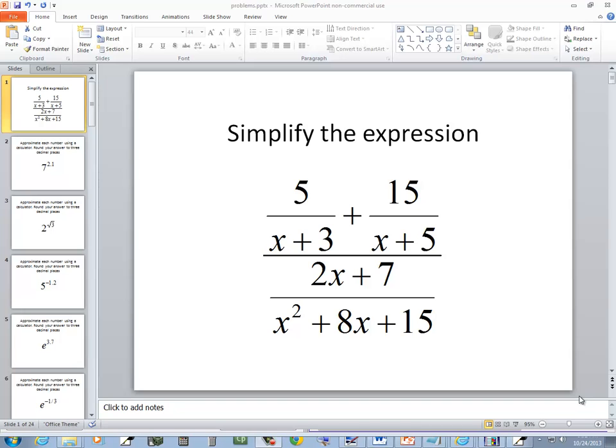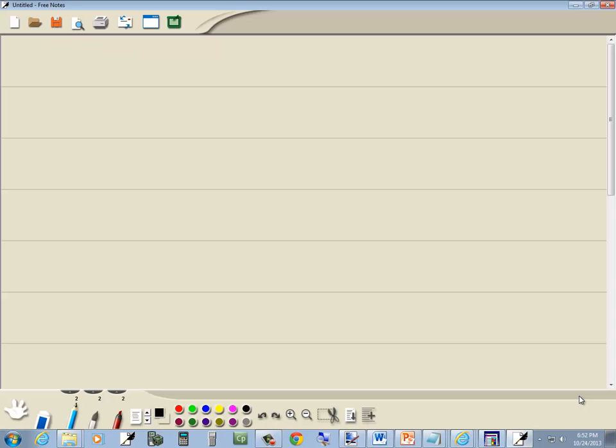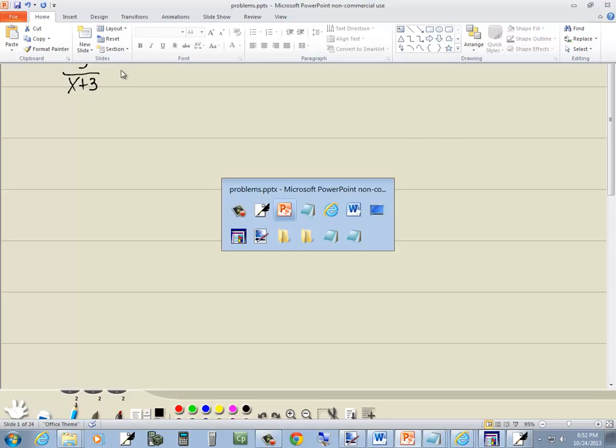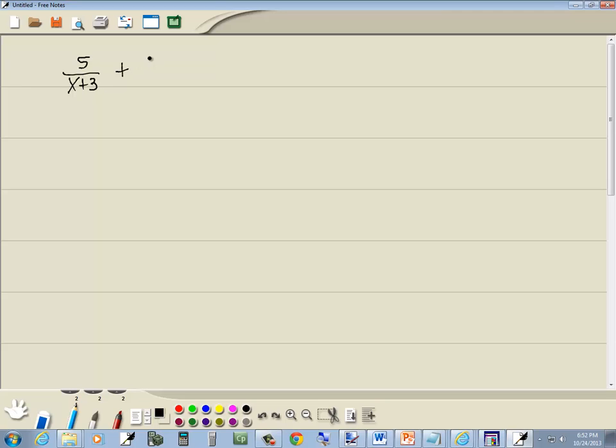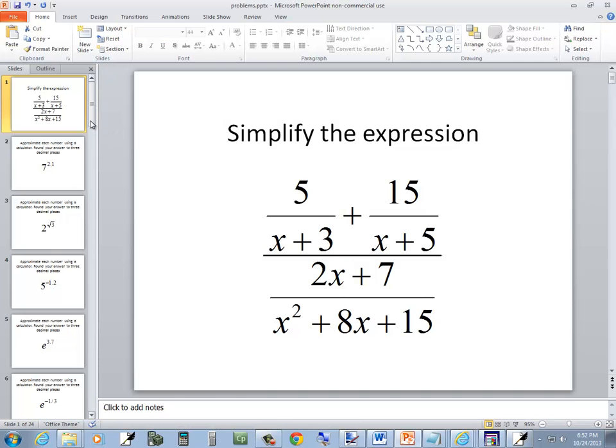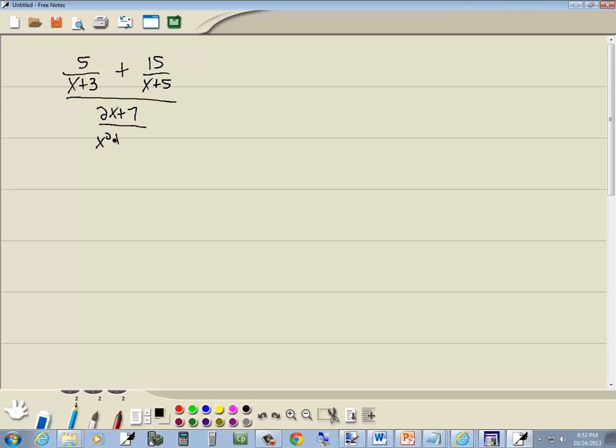In this problem, we want to simplify the expression. So we've got 5 over x plus 3 plus 15 over x plus 5, all over 2x plus 7 over x squared plus 8x plus 15. Well, this one, we actually have to factor all of our inner denominators.